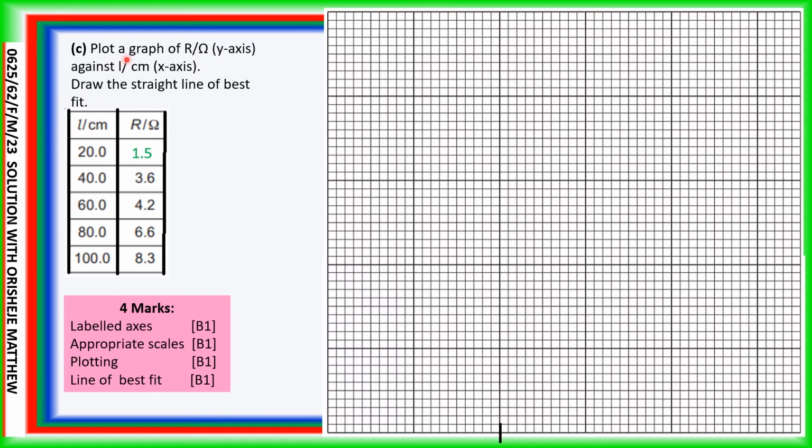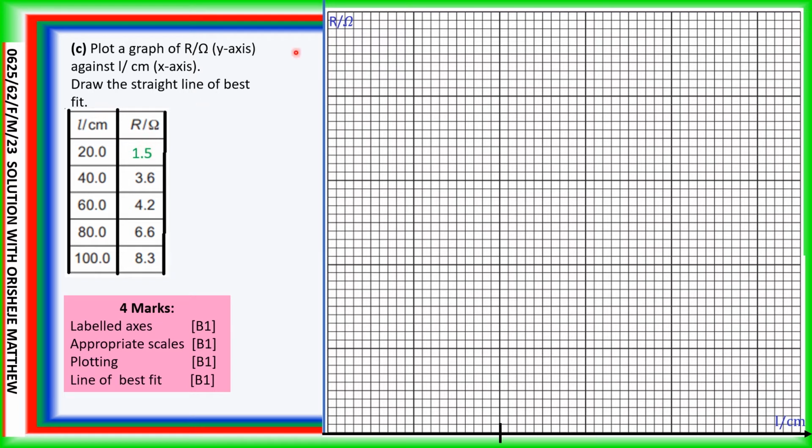Now plot a graph of resistance on the y-axis and the length on the x-axis. Draw a straight line of best fit. So if you want to do that, this question has a total of 4 marks. How do you get the marks? If you draw the axis and you just label it like this, you have 1 mark at this point. Then you have your scale from the values.